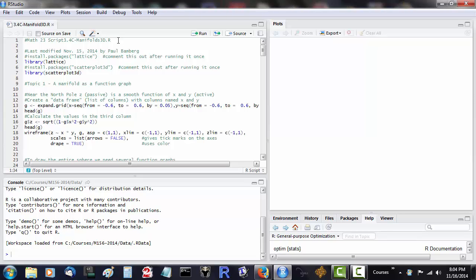It's Paul with a discussion of submanifolds of R3. There aren't too many examples of these in the book because they are tough to graph, but I figured out how to do it fairly well in R.